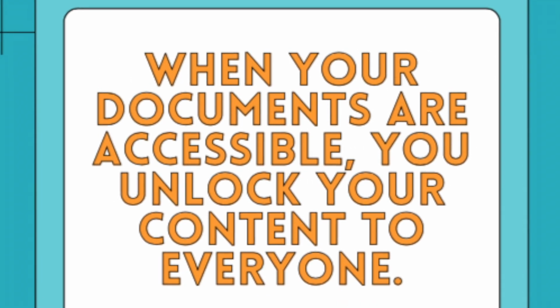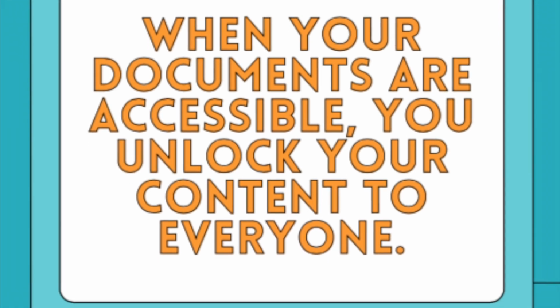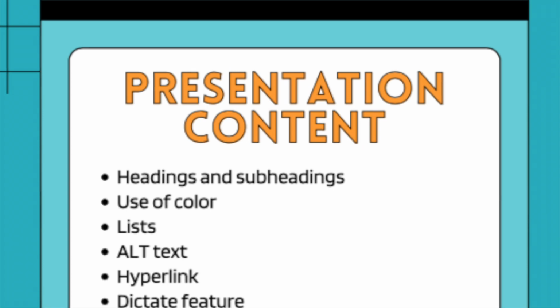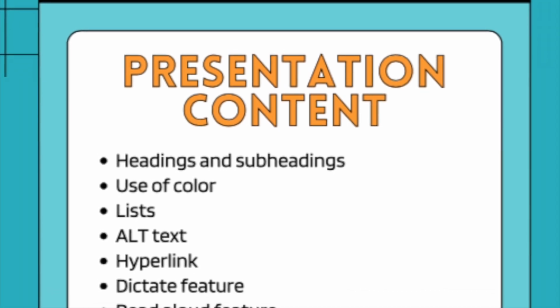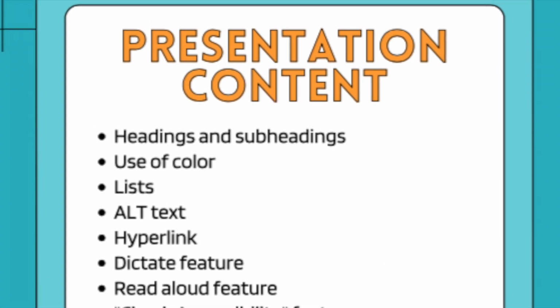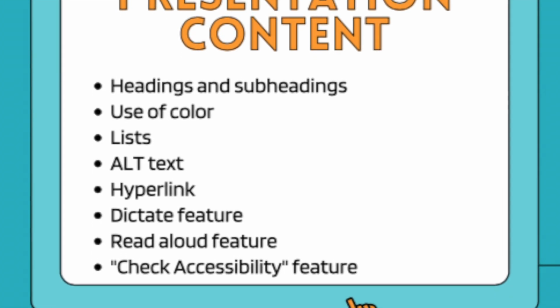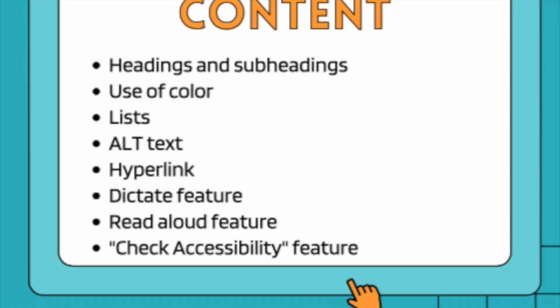When your documents are accessible, you unlock your content to everyone. So today, I'm going to show you how to add headings and subheadings, color, lists, alt text, and hyperlinks. I will then show you how to use the dictate, read aloud, and the check accessibility features.